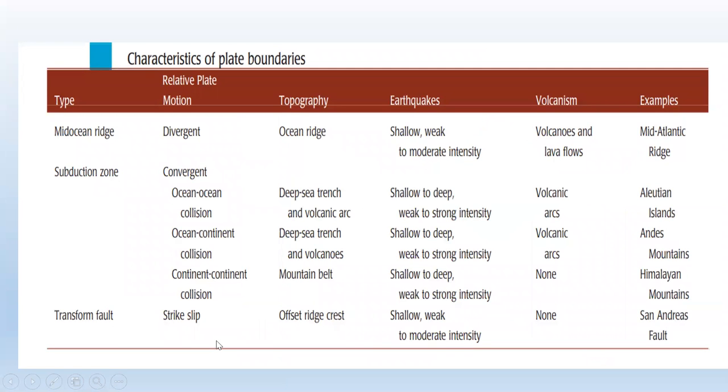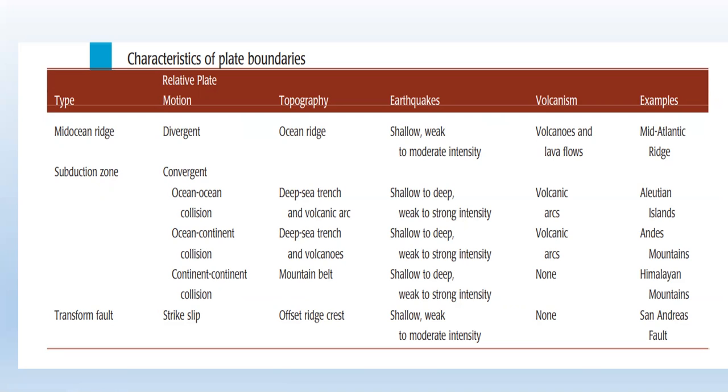Now, in the last slide we talked about continental drift, and now you should know some modern examples of different types of plate boundaries: the mid-oceanic ridge, subduction zones, and transform faults. This table shows some modern examples, for instance the Mid-Atlantic ridge. The Atlantic is a modern ocean.